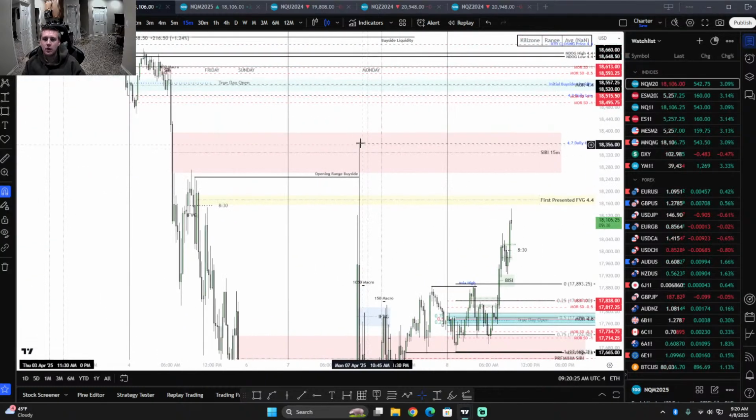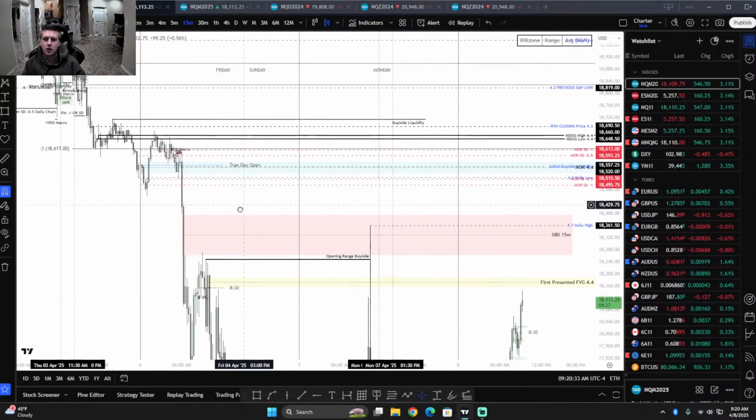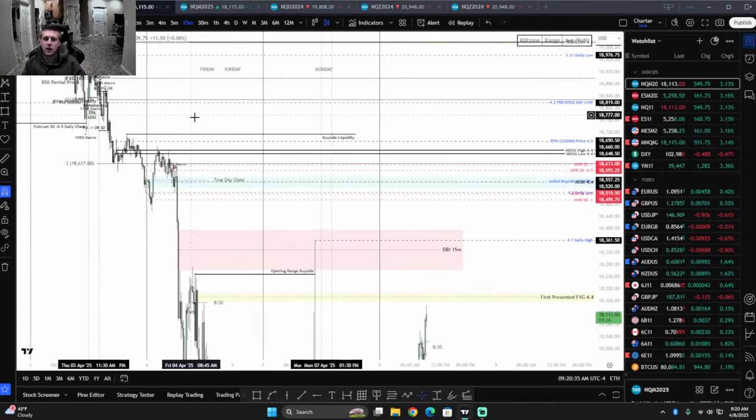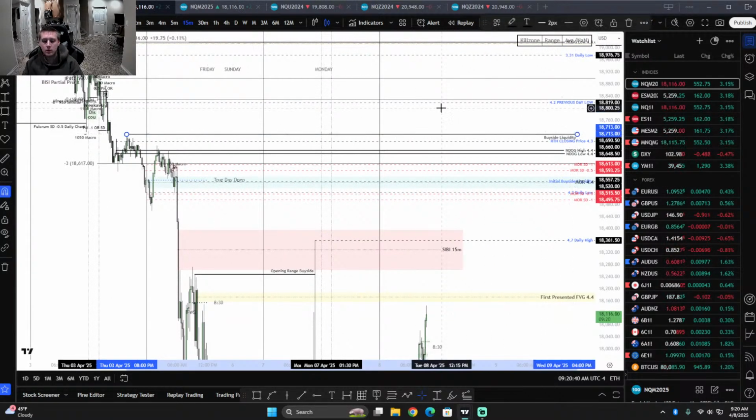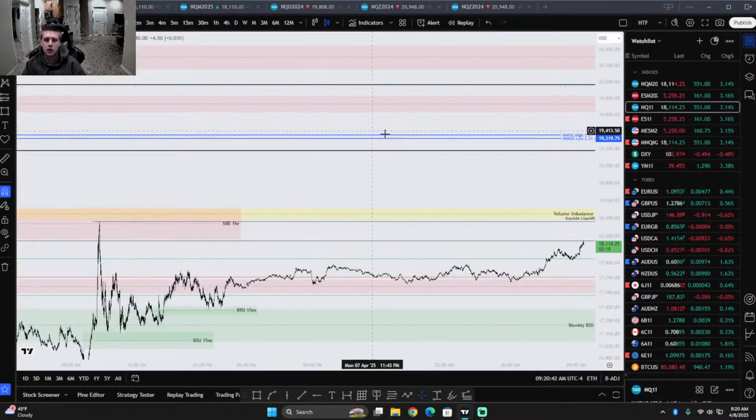Then we have previous day high here with this 15-minute SIBI that was drawing liquidity yesterday. We have open range buy side, and then we also have this first presented fair value gap. If we do want to expand higher, we end up having buy side all the way up here. That's kind of what I'm looking for. I want to go to the continuous contract just before we start.